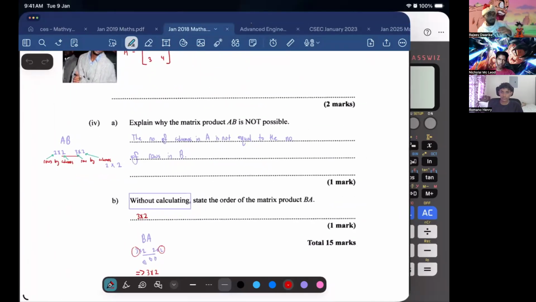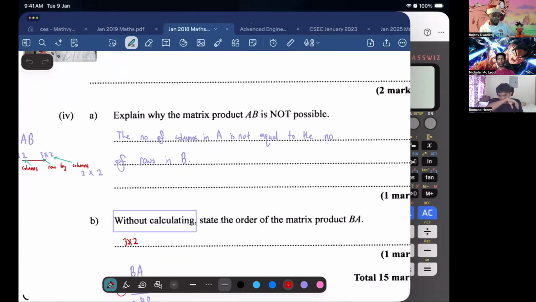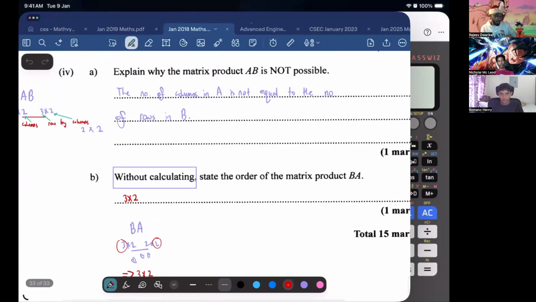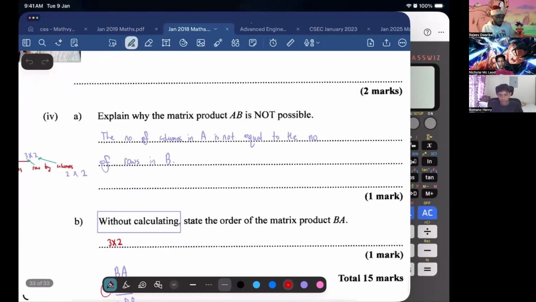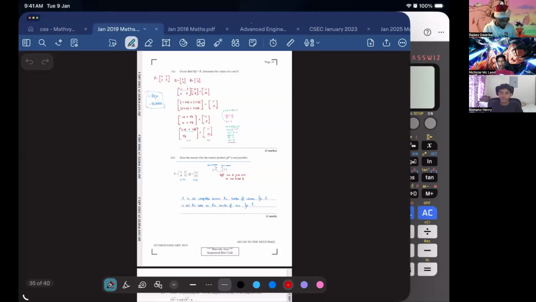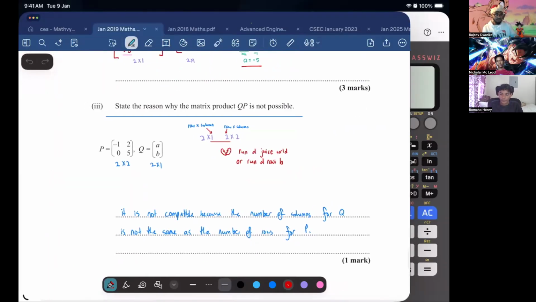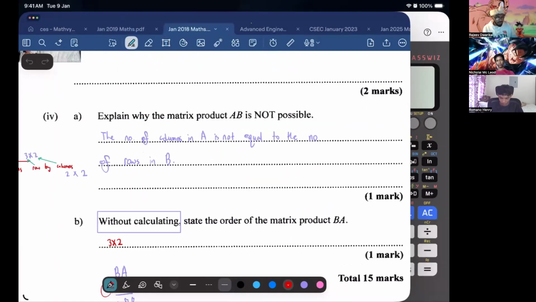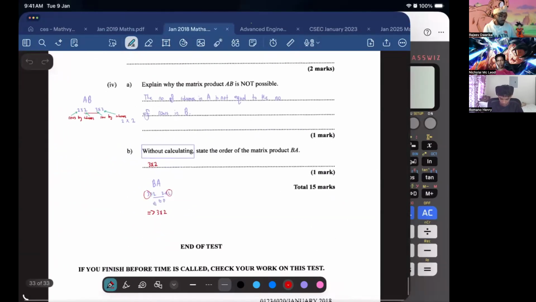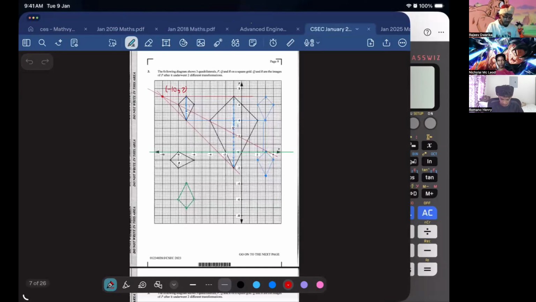The only question that might repeat is the one where they ask you why it is not possible, or without calculating, say the order. Because you see it come in January 2018, right? And in January 2019, they ask you again, why is it not compatible. So that's one that could come back. But when you think of repeat, you think of the exact same question. No, the exact same question will not come back. The exact same concept will come back. So you still need to understand the concept.